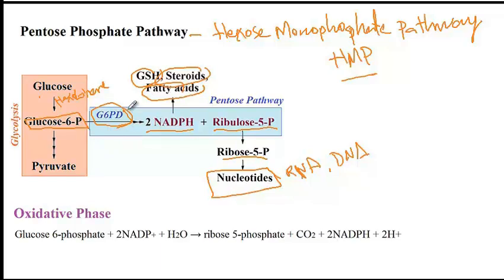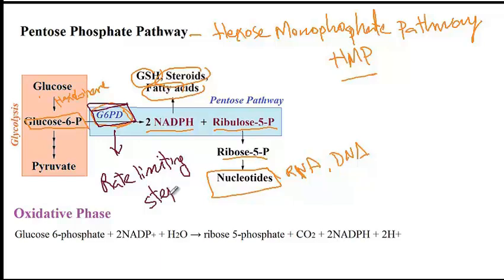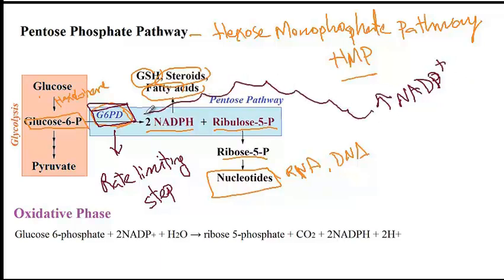Now, one more point about glucose 6-phosphate dehydrogenase. Not only is this the first reaction of the pentose phosphate pathway, this is also the rate limiting step. And so if the NADP+ concentration is too high, then it would have a positive effect on glucose 6-phosphate dehydrogenase in order to produce more NADPH. And then if there is too much NADPH, there would be a negative effect in order to lower the production of NADPH.